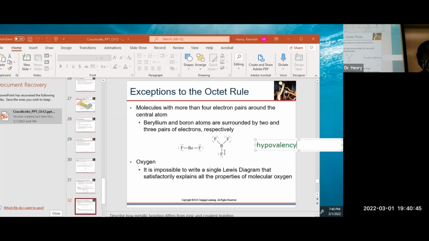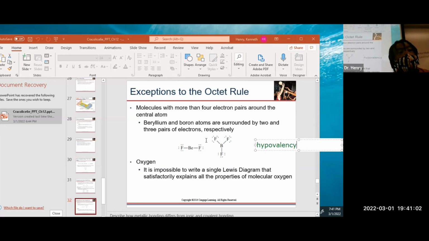So boron. No, this is boron now. This is beryllium. So beryllium only wants to have 4 around it. Boron only wants to have 6 around it. Okay. So those are 2 exceptions.